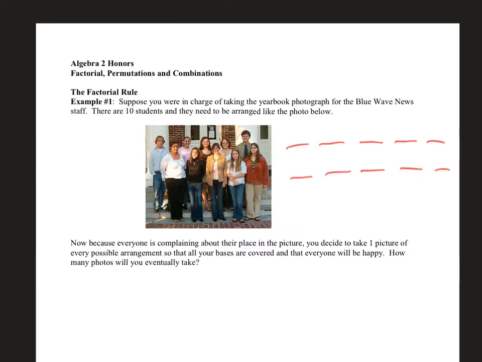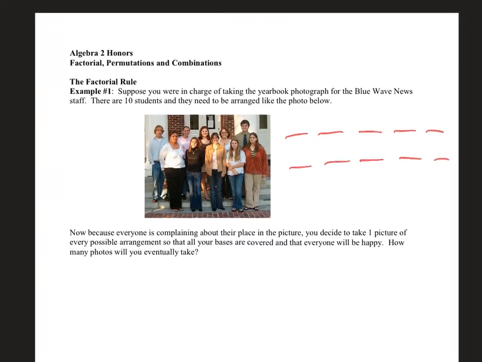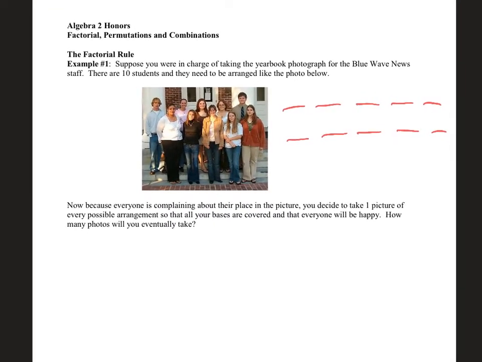So in a typical class, if we're in school and I'm in front of the classroom, what I would normally do is I would give you guys a few minutes to kind of come up with a guess of how many photos you think you would end up taking. And what turns out is that the answers that most students come up with are extremely low compared to what the real answer is. So here's how it works.